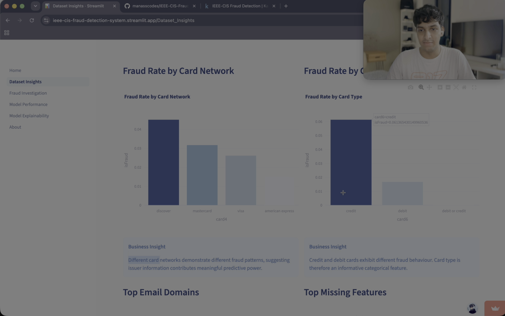Now comes the card type. This is where it gets interesting. Credit and debit cards exhibit different fraud behavior, so card type is an informative categorical feature. You can see there is a higher fraud rate with credit cards than with debit cards.